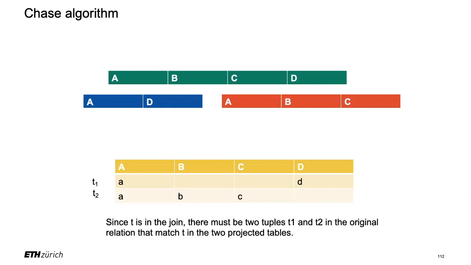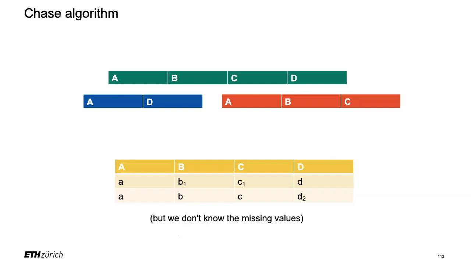Remember how I decomposed that? I had a functional dependency that A gives me D, right? So what can I do with that functional dependency? Let me put letters here. I don't know what's in there, so let's call it B1, C1, and D2. I'm adding that here. What can I conclude from my functional dependency that A gives me D?